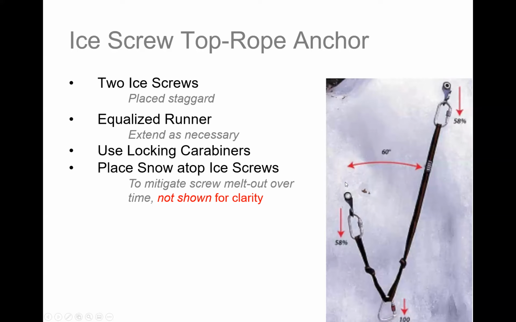Obviously it's not in the photo, but the reason we do that is that generally you're going to be putting your top rope into areas that are going to eventually melt out. It's not uncommon for these ice screws, after an hour, to kind of rattle around in the hole. So putting the snow on top shields it from the ultraviolet rays, which are going to inevitably heat it up. It helps keep the top rope anchor without you having to reset another top rope after an hour, for example.